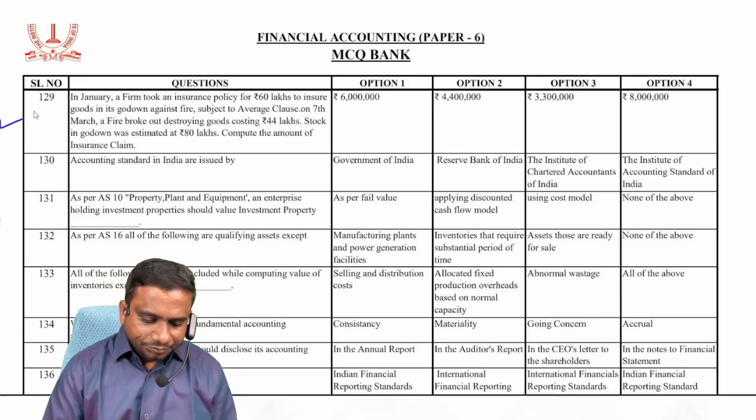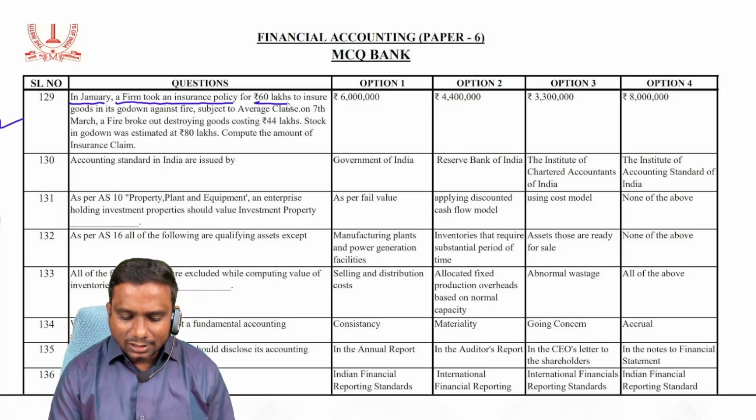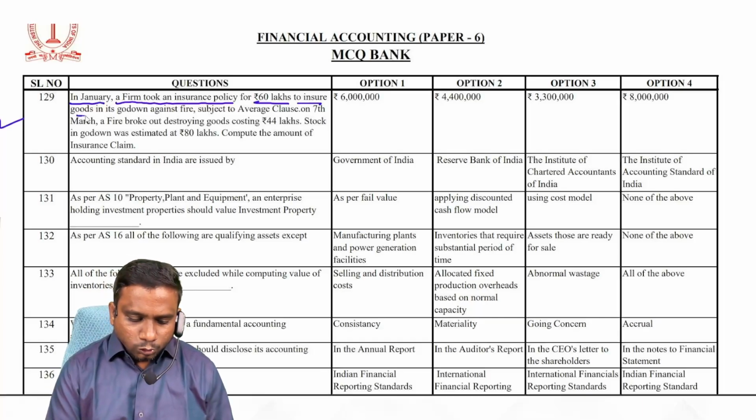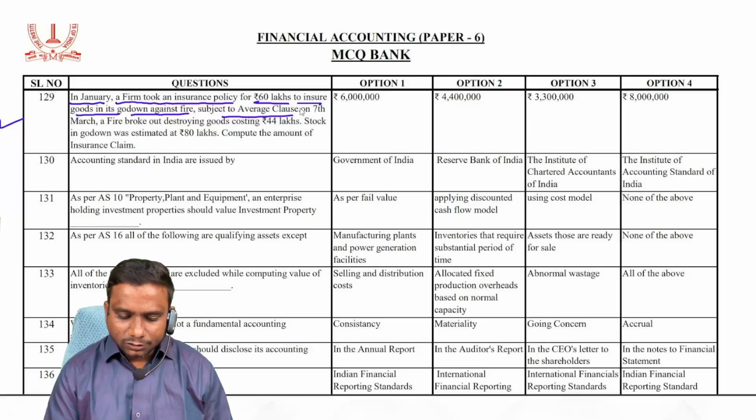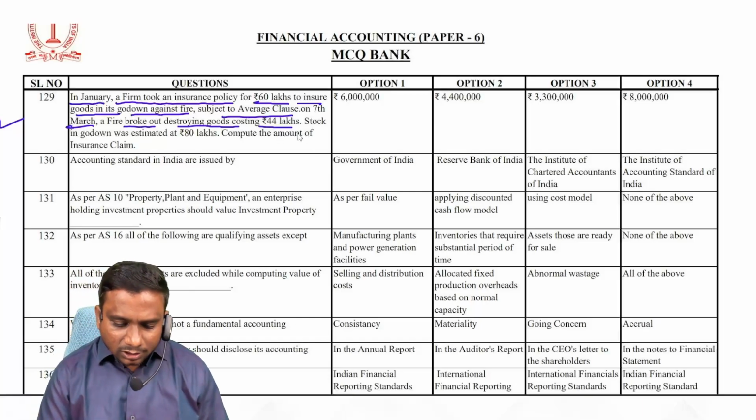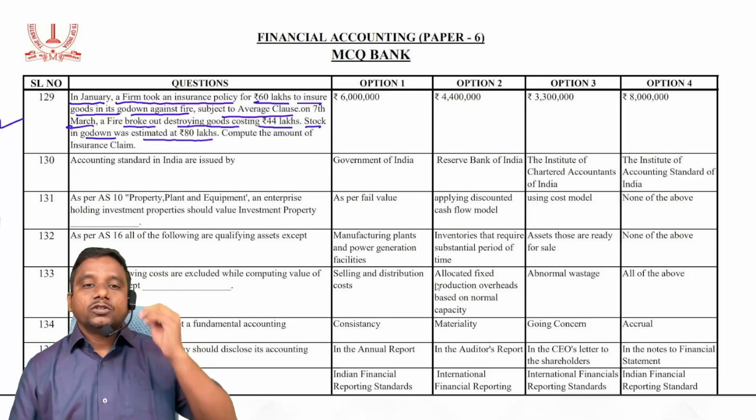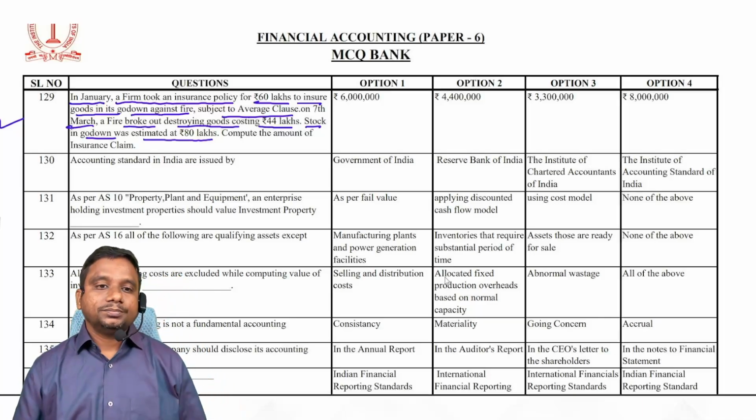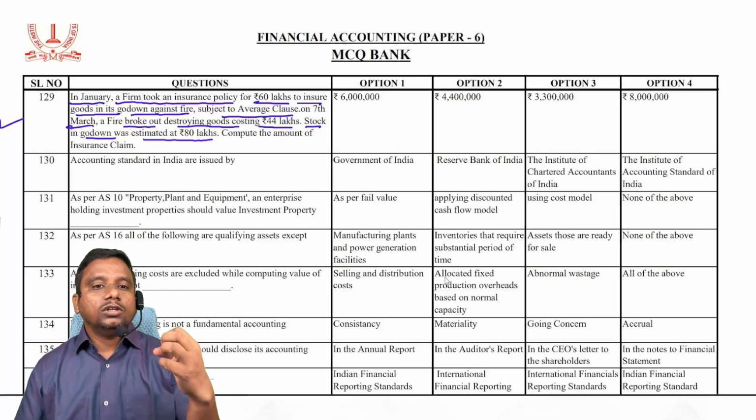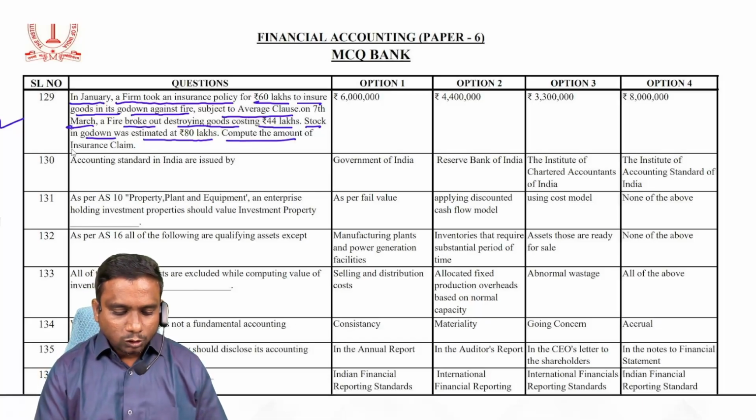129. In January, a firm took an insurance policy for 60 lakh to insure goods in its godown against fire, subject to average clause. On 7th March, a fire broke out, destroying goods costing 44 lakhs. Stock in godown was estimated at 80 lakh. Actually, the godown has 80 lakh stock, but they have taken the policy only for 60 lakh worth of stock. Now, compute the amount of insurance claim.